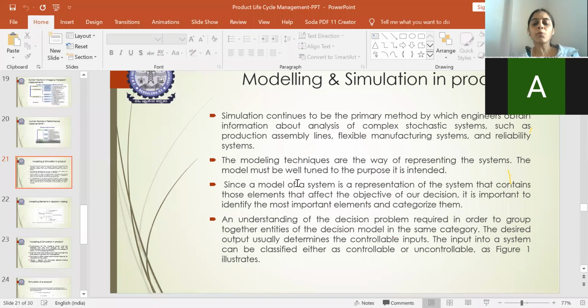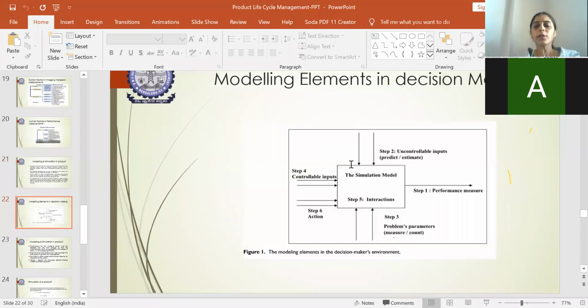So first you do the modeling and you check the parameters which are needed to generate a mathematical equation and create the modeling part, and further it will be associated with the simulation aspects for the different stochastic systems you will be dealing with. Okay, so this is just a general description related to the modeling and the simulation of a product. So here it describes the modeling elements which are needed in the decision makers' environment.